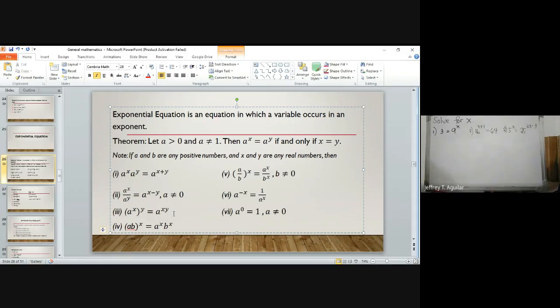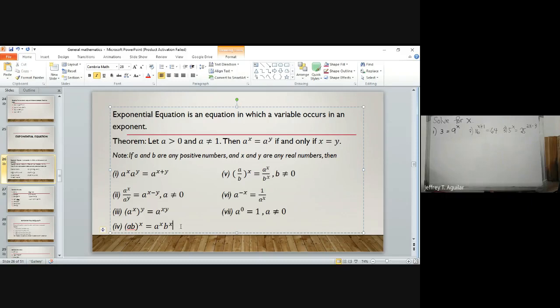Now, if we have here a to the x, the quantity of a to the x raised to y, this is just equal to a to the xy. This is the third property. So all you have to do is to multiply exponents.